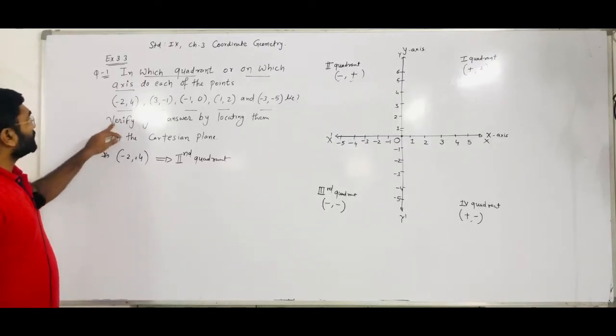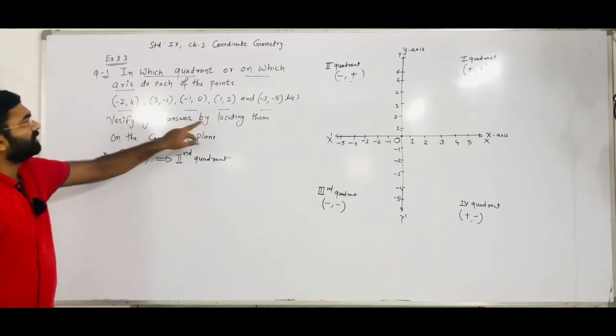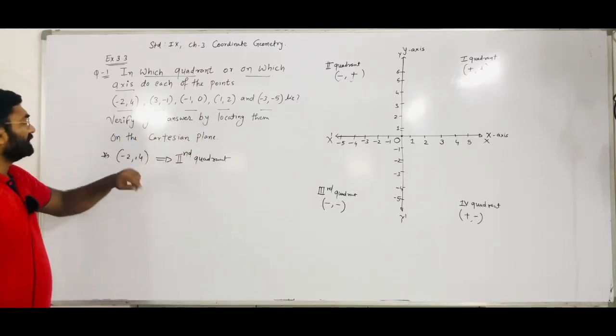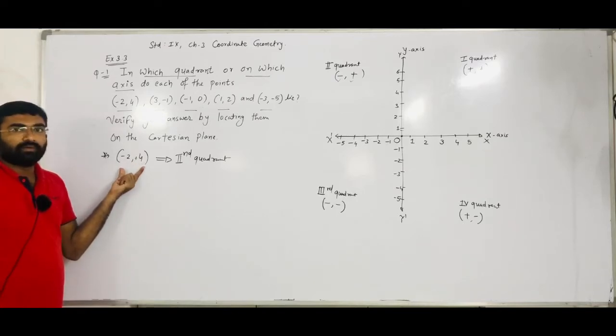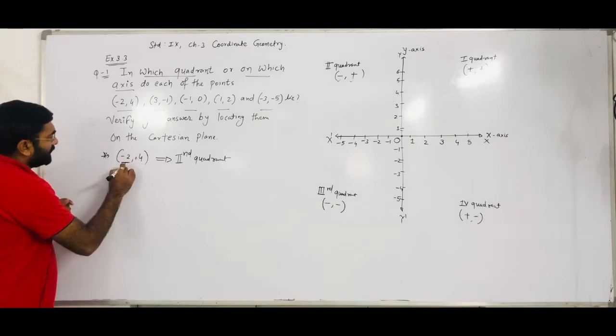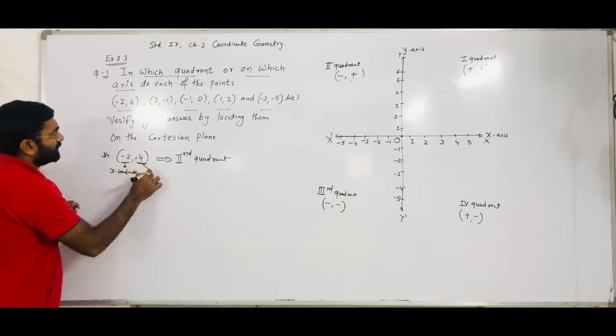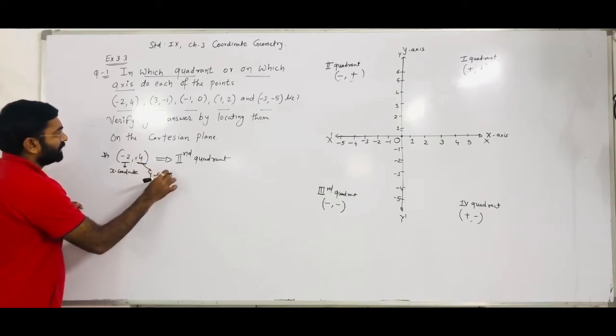In the question they also say to verify whether this is in the second quadrant or not. We have to verify that after locating it in the Cartesian plane. So how can we locate that point in a plane? Remember, this is our x coordinate, and this is our y coordinate.